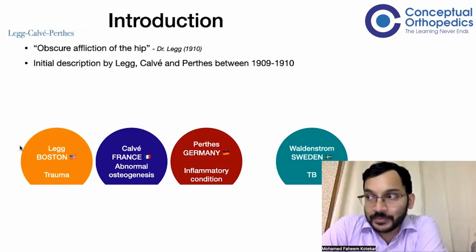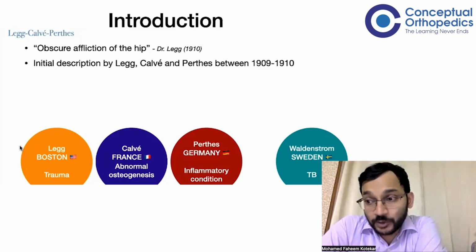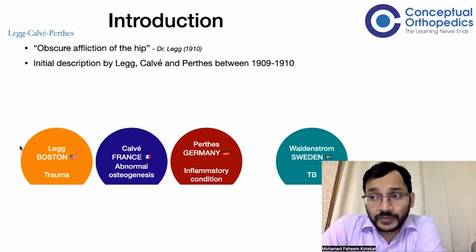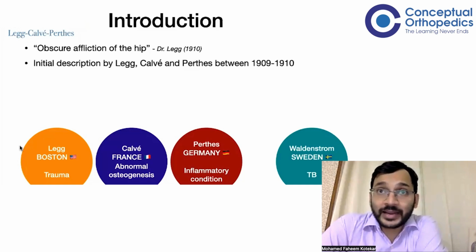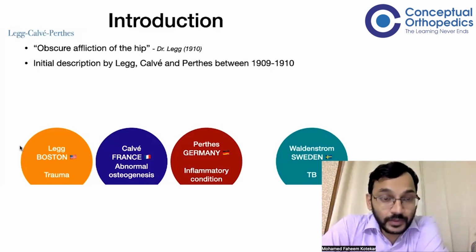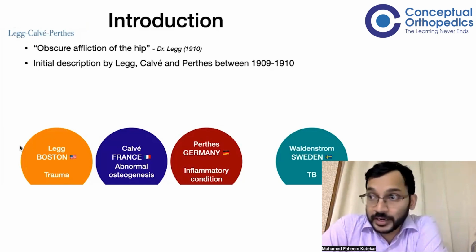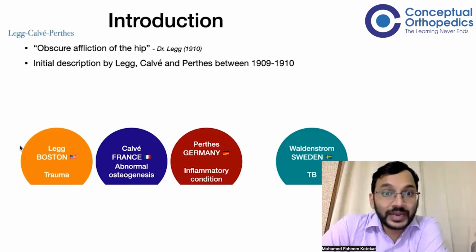So what they described this condition as is an obscure affliction of the hip. So we are talking about times where we did not really know what exactly this thing is. The only 2 conditions back in the day which were definitely diagnosed in, say, pediatric and adolescent children were, one, tuberculosis of the hip, and the second, septic arthritis of the hip. Okay, and this particular condition mimicked tuberculosis and was being treated as tuberculosis for a very, very long time.